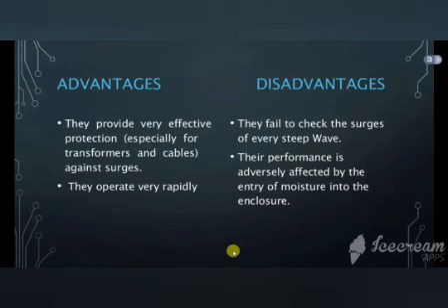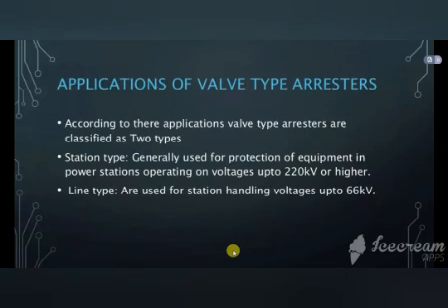The advantages are they provide very effective protection, especially for transformers and cables against surges. They operate very rapidly, and the drawbacks are they fail to check the surges of every step. Their performance is adversely affected by the entry of moisture into the enclosure. So these are the types of surge arresters.